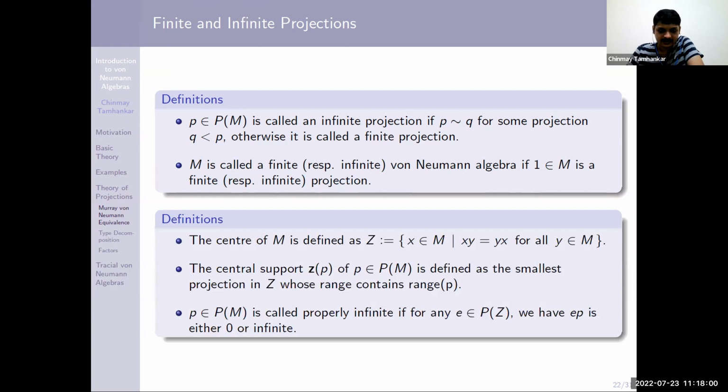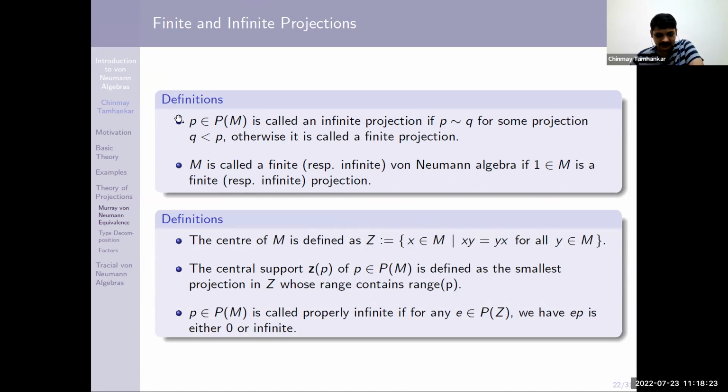And now let us define the center of a von Neumann algebra. The center is just the set of all elements in M which commute with every element in M. And the central support of any projection P is defined as the smallest projection in the center whose range contains the range of P.